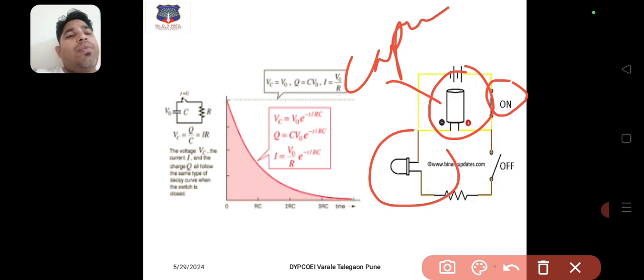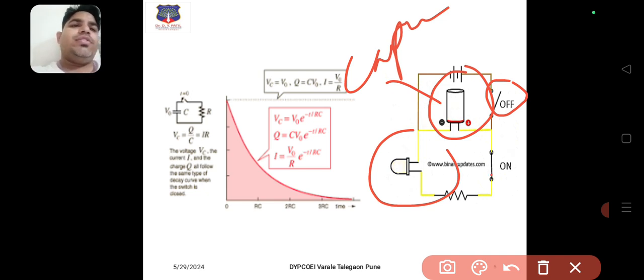The voltage across the capacitor is V equals V naught e raised to minus t divided by RC, where V naught is the initial voltage, t is the time required to charge or discharge, and R is the resistor through which the capacitor discharges. As per the current concept, I is equal to V divided by R, e raised to minus t upon RC. RC is nothing but the time constant.